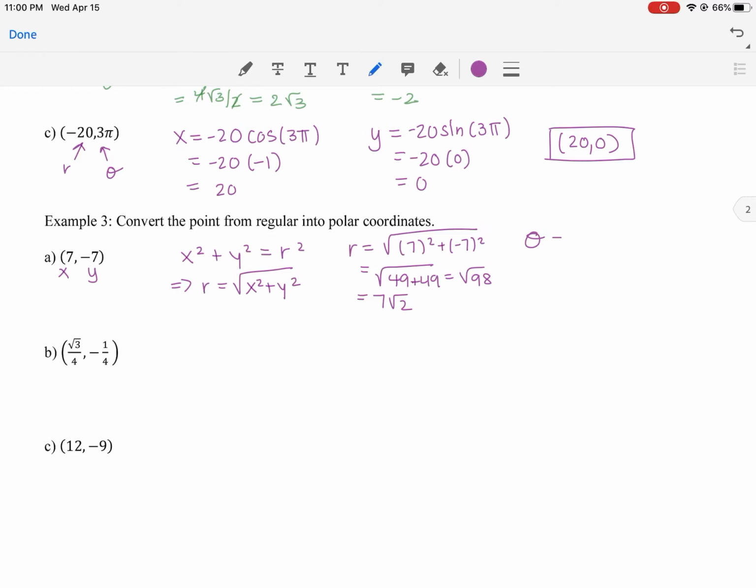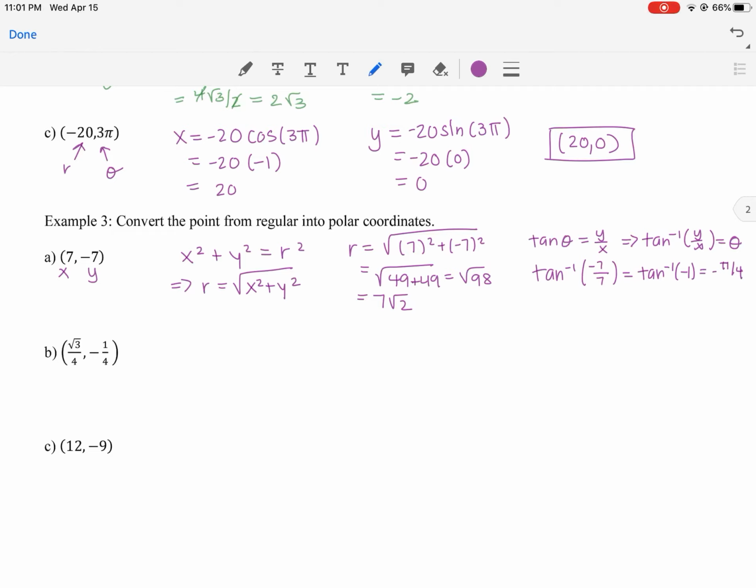Okay, now let's talk about theta. Theta comes from your tangent of theta equals y over x, right? So remember we said that means the tangent inverse of y over x will give you theta. So in this case, the arctangent or tangent inverse of your y value, negative 7 over 7, equals, if you wanted to, you could definitely write that as tangent inverse of negative 1, which equals, in this case, negative pi fourths.